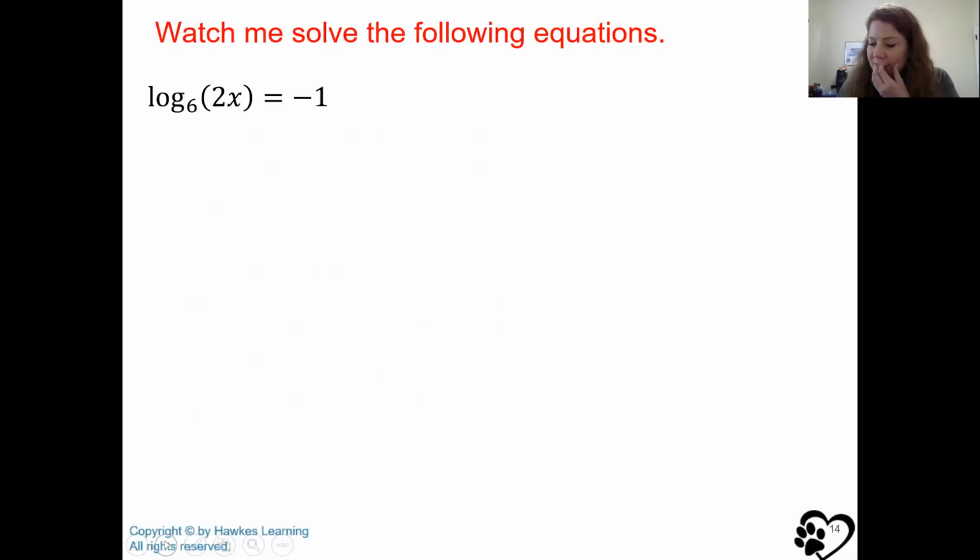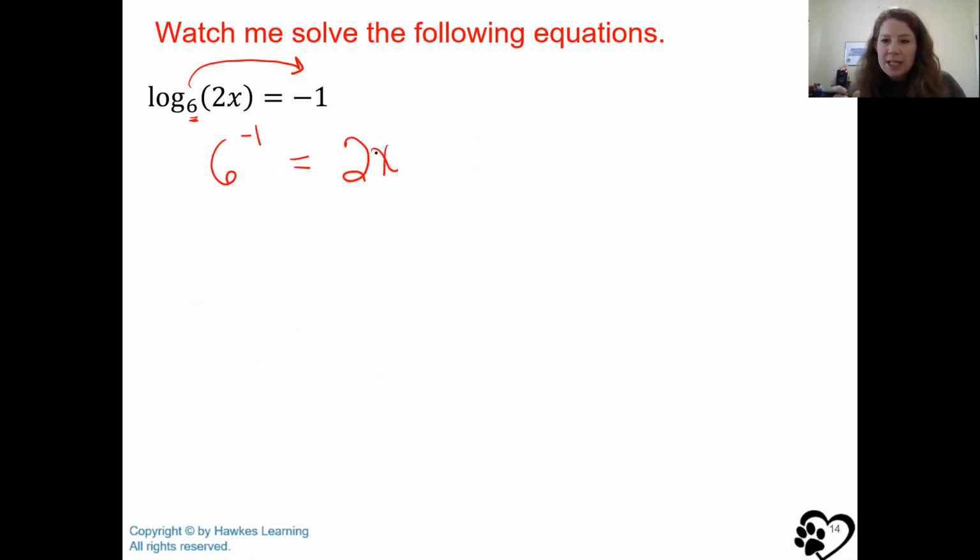All right, so here's a good problem we need to look at. Let's rewrite this one first. Let's take the base of our logarithm, make it our big number, raise it to the power of -1, and set it equal to 2x.